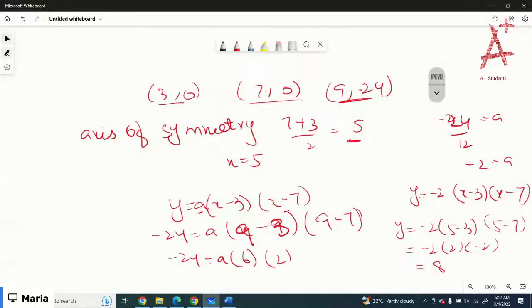So the vertex would be 5 and 8. So the equation is y equals negative 2 (x minus 5) whole square plus 8. That is the equation for this question.